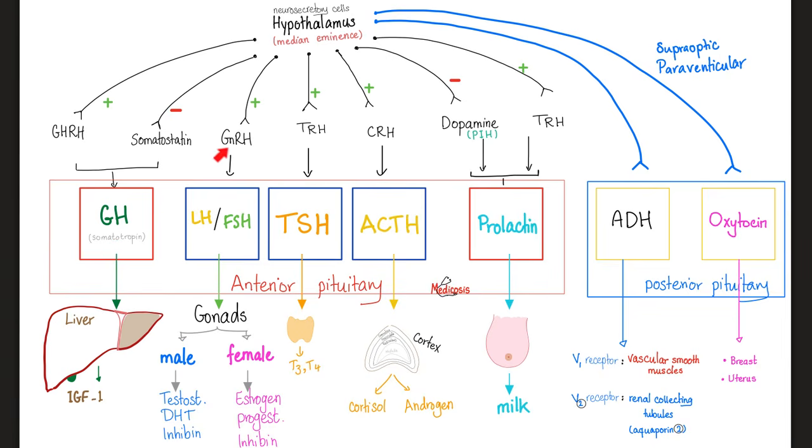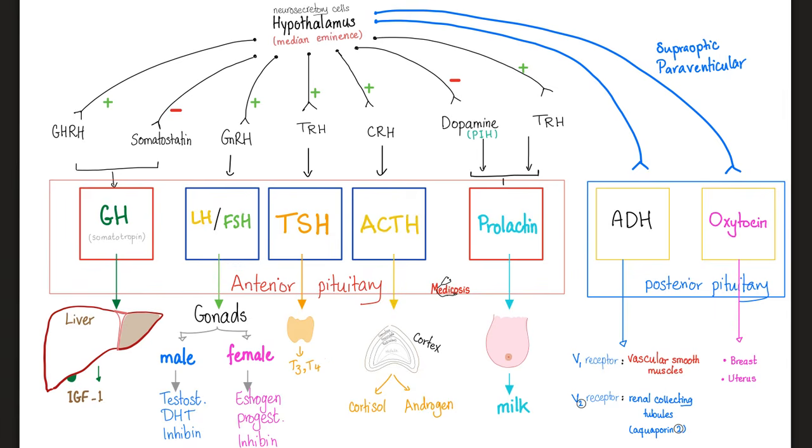Hypothalamus secretes gonadotropin-releasing hormone. It goes to the anterior pituitary, telling her to secrete LH and FSH, also known as gonadotropin. Gonadotropin will go to the gonads in males to tell them to secrete testosterone, dihydrotestosterone, and inhibin. In females, to tell her to secrete estrogen, progesterone, and inhibin. What's the gonad in males? Testicles. Females, ovaries.